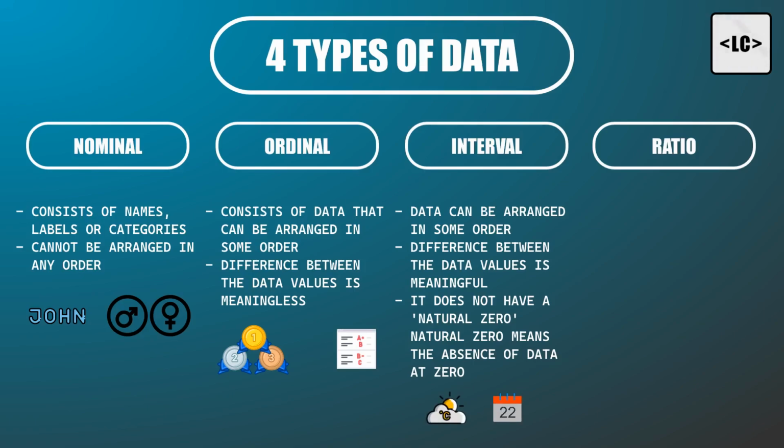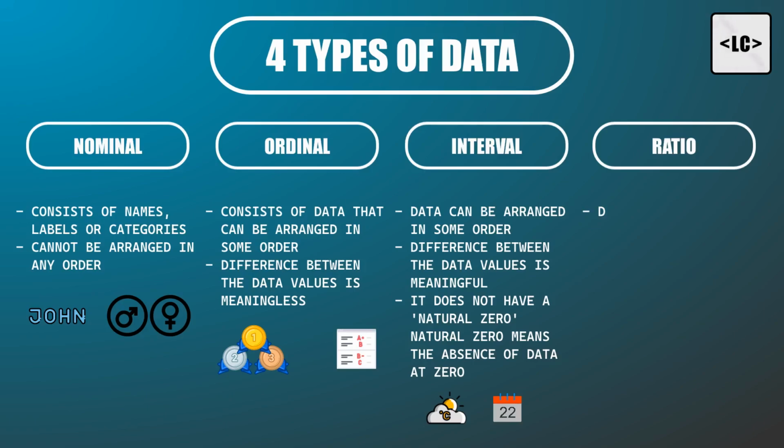A temperature of 0 degrees Celsius does not mean the absence of heat. Similarly, the year 0 according to the Gregorian calendar does not mean the absence of time, because time did not start at year 0. Last is the ratio data.